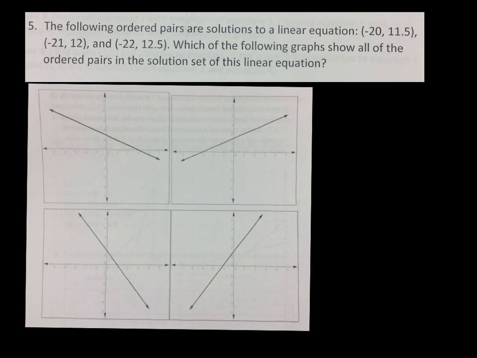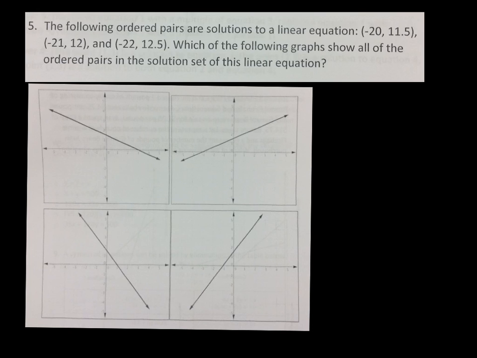Question number 5. The following ordered pairs are solutions to a linear equation. Which of the following graphs show all of the ordered pairs in the solution set of this linear equation? Now, sometimes you can do just minimal work and get the answer. Now, notice all of these graphs.